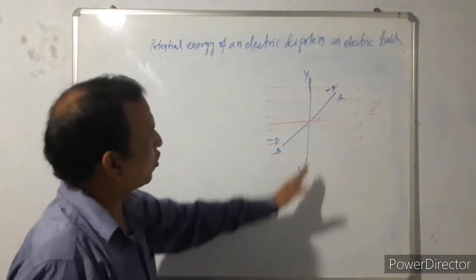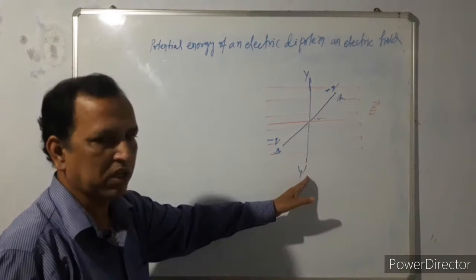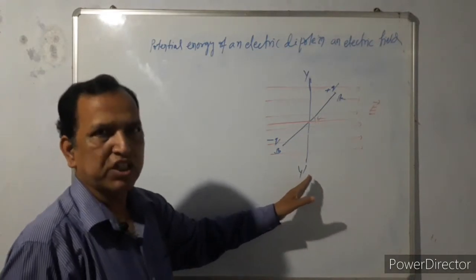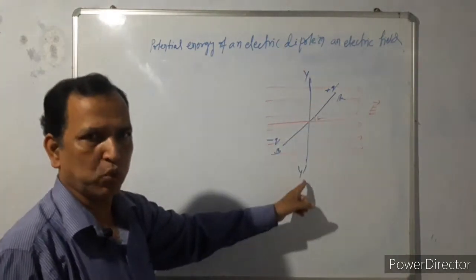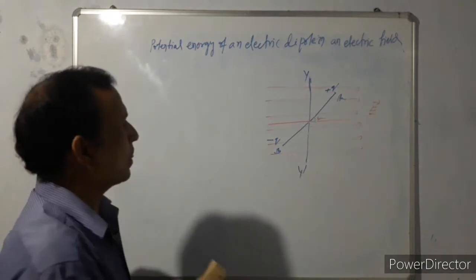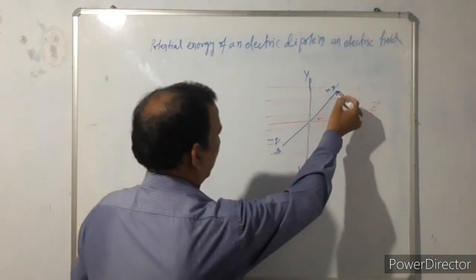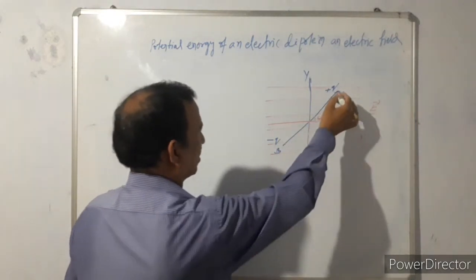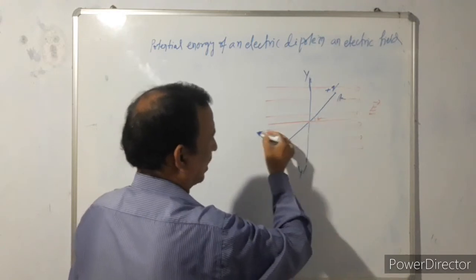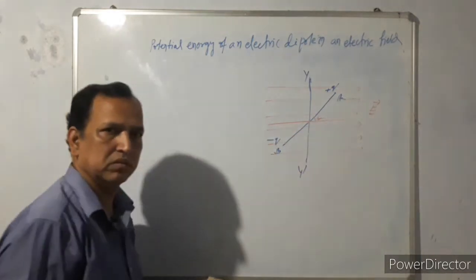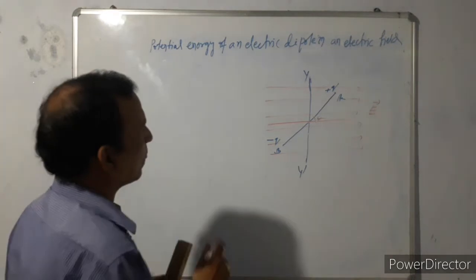Clear? So y dash is the first position. That is the zero energy position. First position 1 is the zero energy position. The dipole AB is placed with an angle theta with the lines of force.